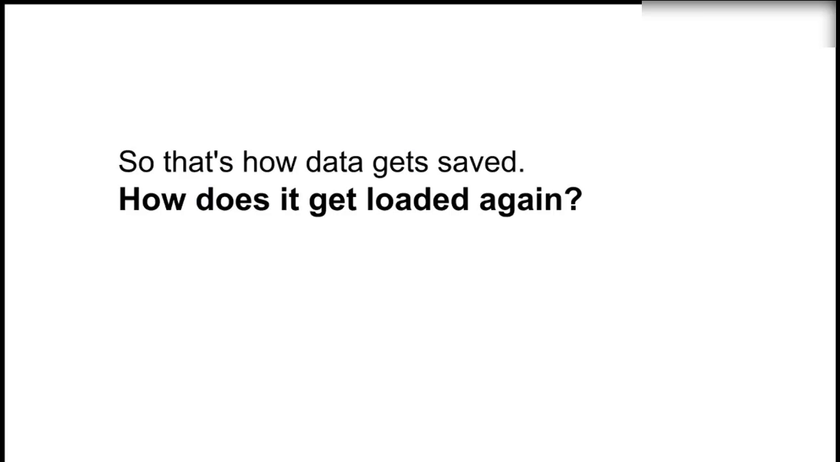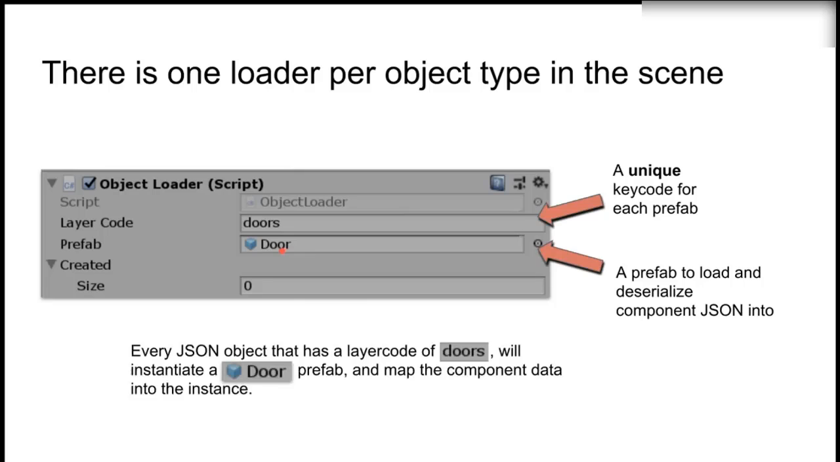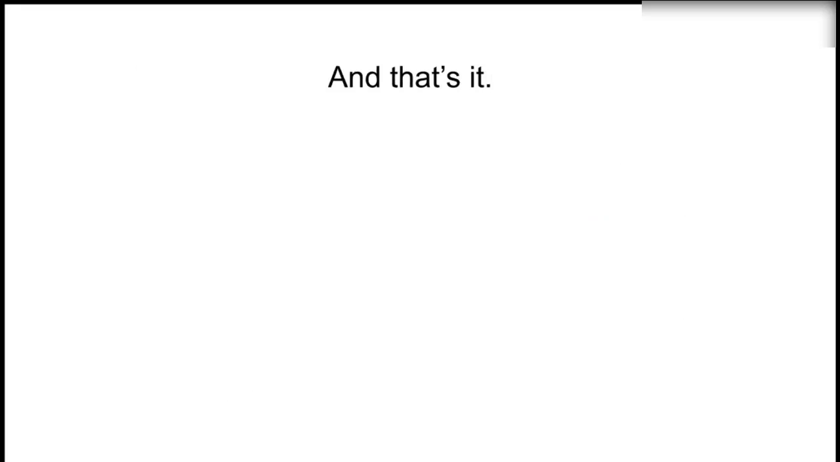Which leads to how do we load that data? Remember this layer code property that was on each save behavior? Well, that comes into play. We pretty much say in the scene, we're going to have a bunch of object loader components. It doesn't really matter where they're kept, but there needs to be at least one per layer code, and it references some prefab. So when you're scanning your JSON and you come across an object that's marked with the layer code of doors, then you spawn up this prefab and you apply into it all of the properties that were serialized. And that's how stuff gets loaded.